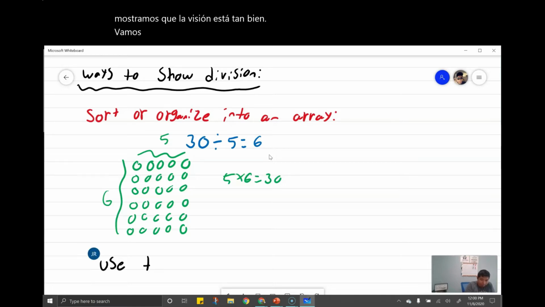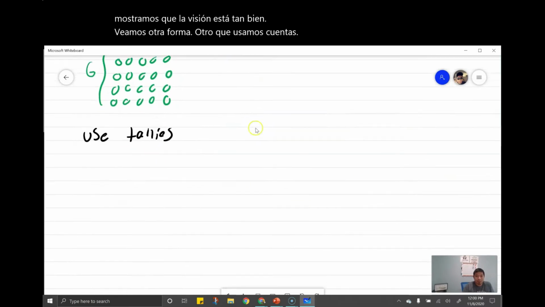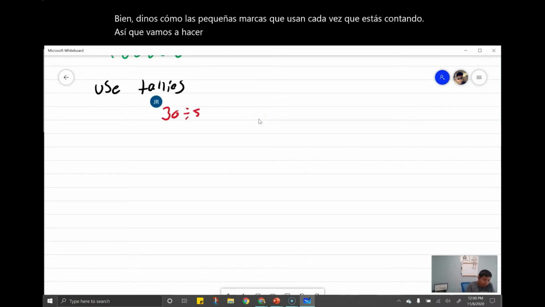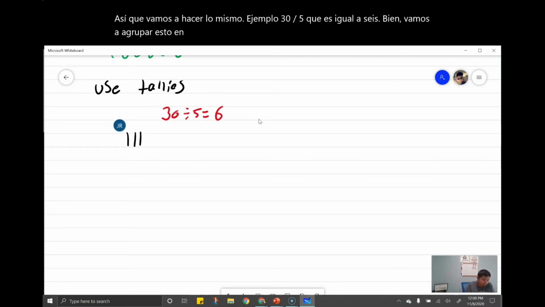Another one we use is tallies, okay? Tallies are the little marks that you use whenever you're counting. So we're going to use the same example of 30 divided by 5, which we know now equals 6. Okay, so we're going to group this into 5s, right? So count with me. 1, 2, 3, 4, 5. 1, 2, 3, 4, 5. 1, 2, 3, 4, 5.